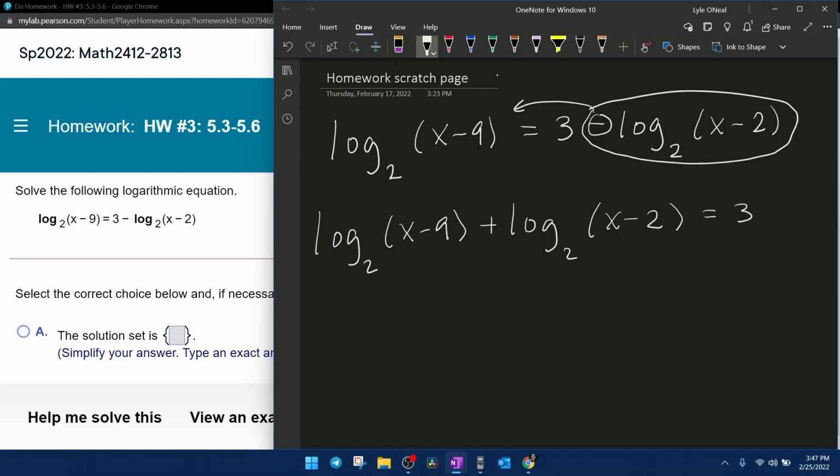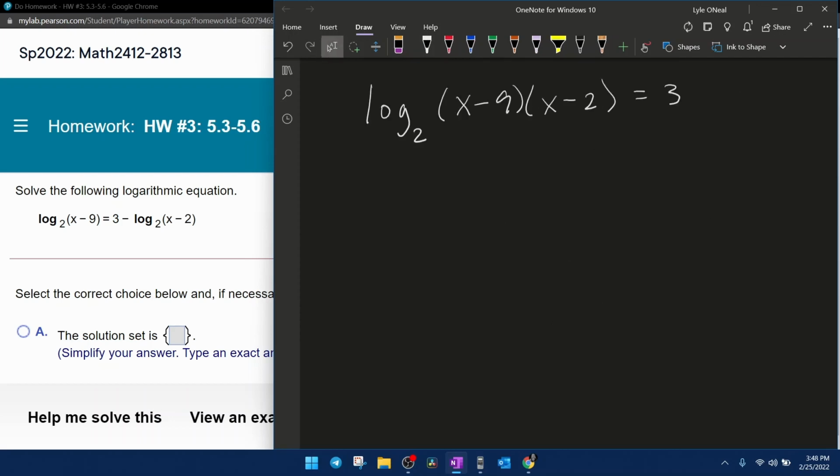And now we can invoke the product rule. Notice I've got two logs with the same base that are added. We know the product rule says addition turns into multiplication. And the two logs become one, and their stuff gets multiplied. Now that we have this condensed into a single logarithm, like we've done in the last two examples, it's time to convert into exponential form. So we're going to bring the base down, switch the other two around.